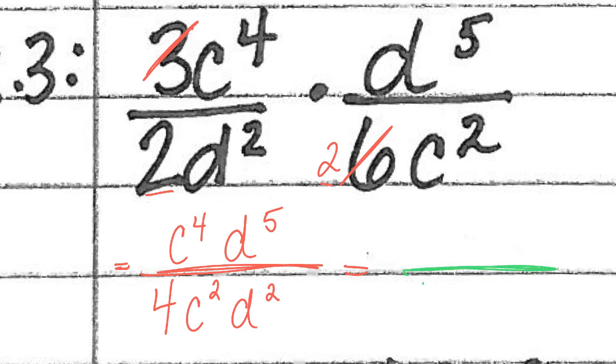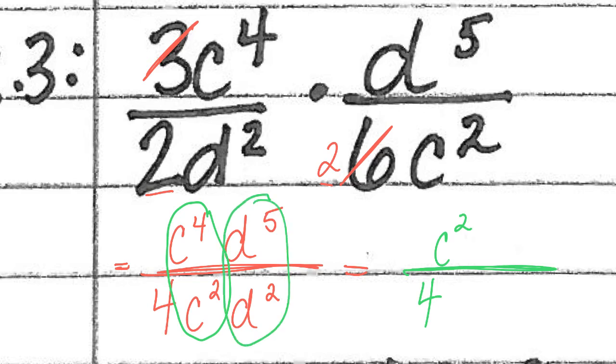So to answer, I would put 4. C's go on top. 4 minus 2 is 2. D's go on top. 5 minus 2 is 3.